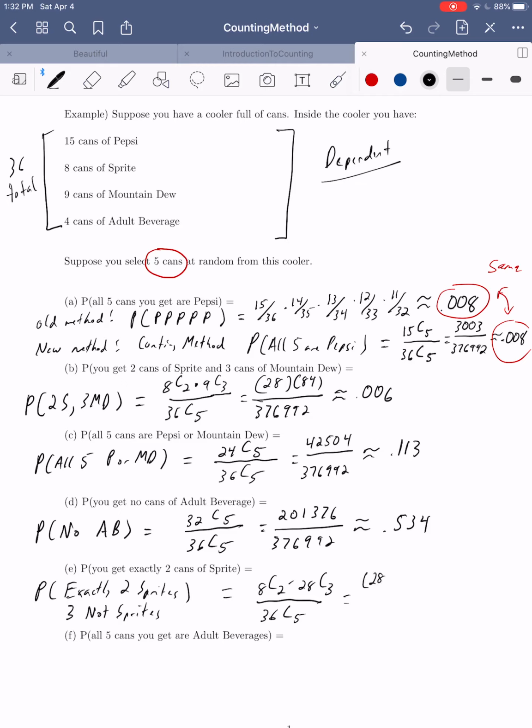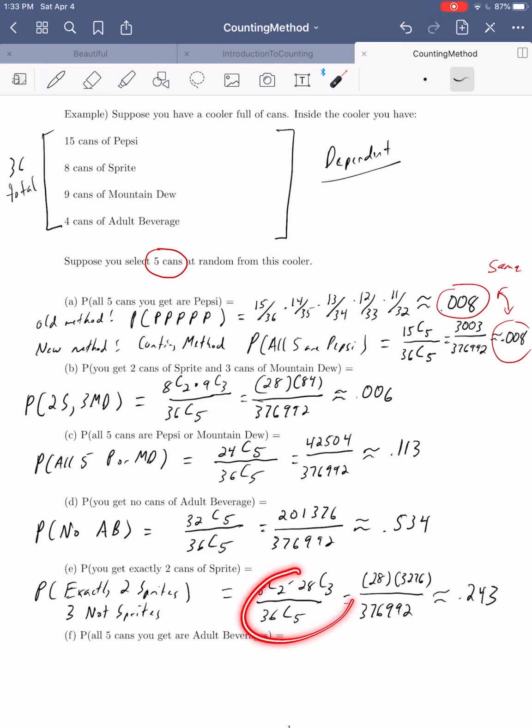That's 28, and then 28C3. That should be 3,276, and then, of course, the denominator remains 376,992. Let's go ahead and actually calculate that, and you should get that that's approximately 0.243. So there's about a 24% chance that when you reach in, you get exactly 2 Sprites.